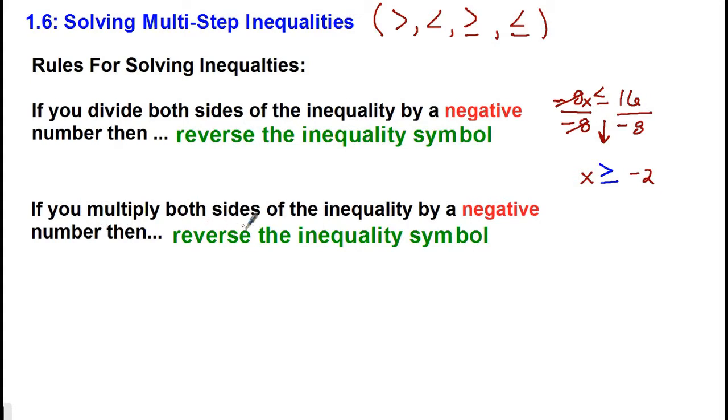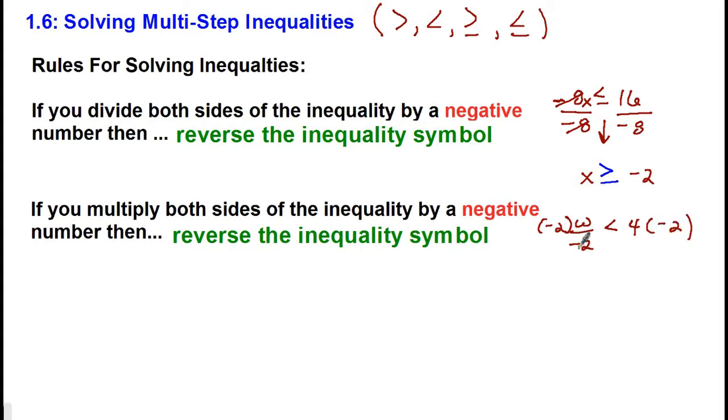If you multiply both sides of an inequality by a negative number, then you also must reverse the inequality symbol. So let's give an example of that one. Let's say you have w divided by negative 2 is less than 4. In order for us to get rid of the negative 2, we must multiply both sides by negative 2.